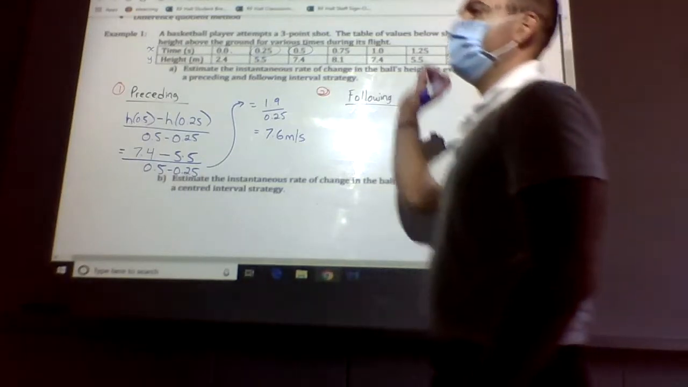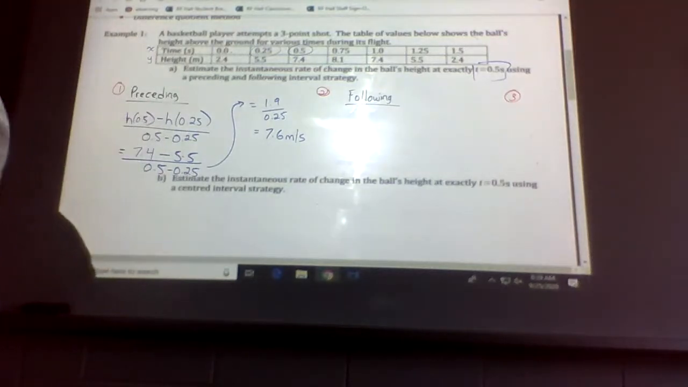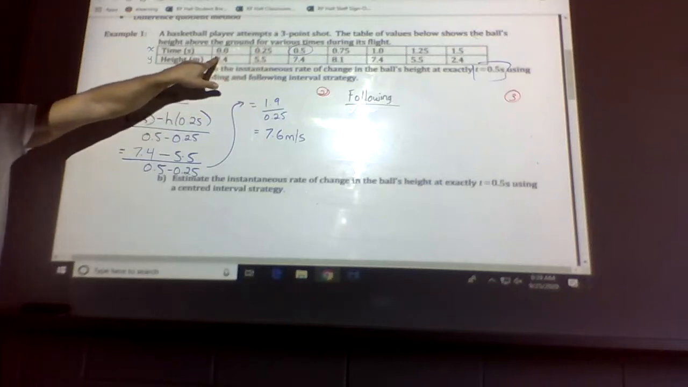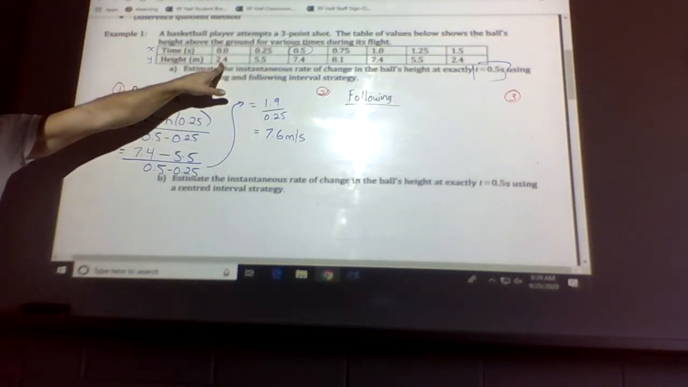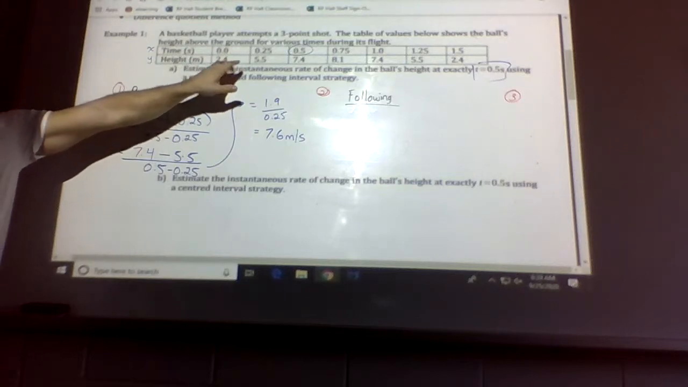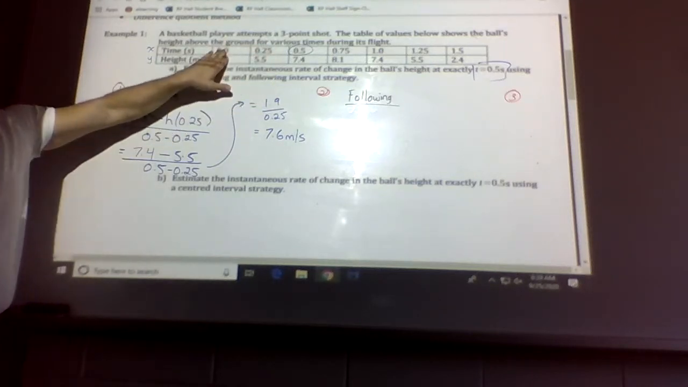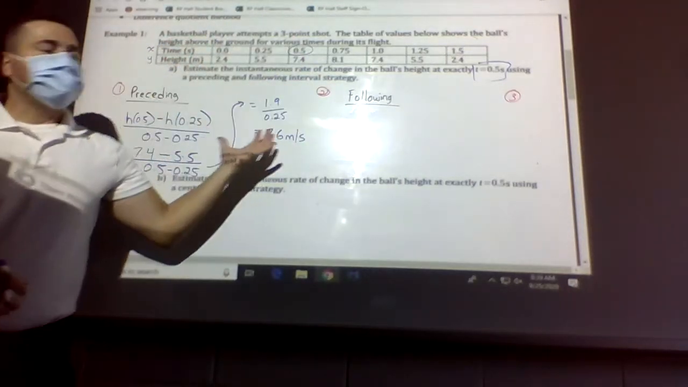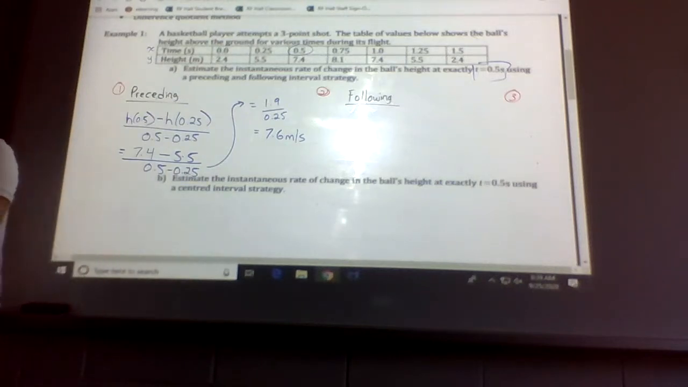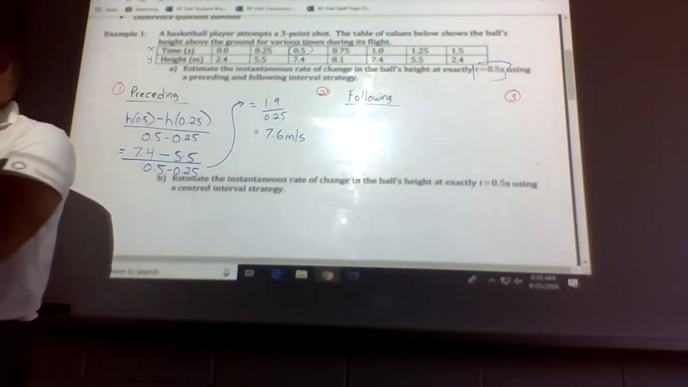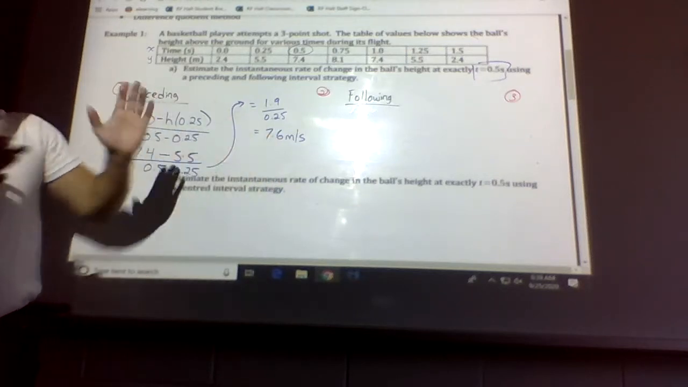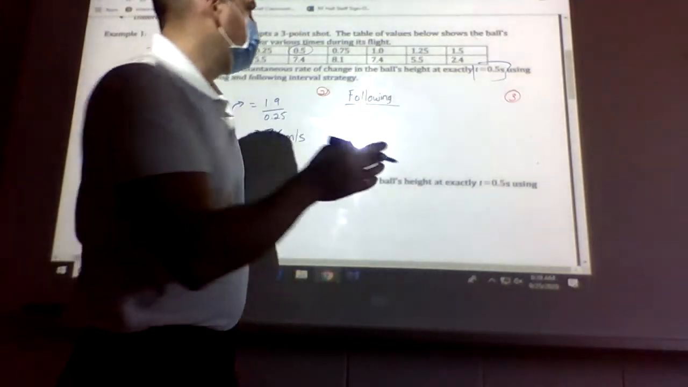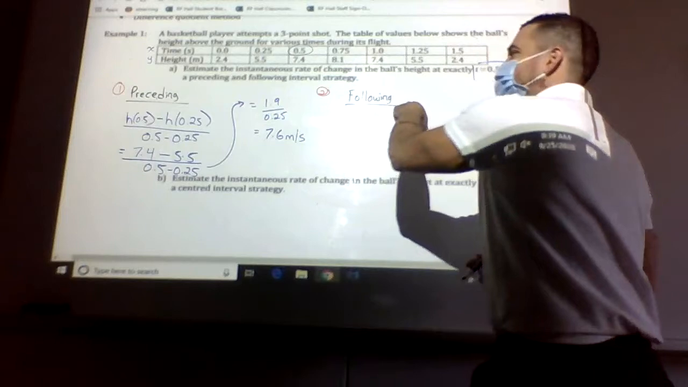Okay, so preceding is we take the point we're looking at, which in this case is 0.5, take the point before it. When it says before, you can choose which point you want to use, whether it's 0.25 or 0. Sometimes 0 might be easier to use. But I'll tell you what happens if you do choose the different point, then your following one, you have to choose a different point. So we did preceding. What it's telling you is what is the rate of change right before half a second? Now we're going to find the rate of change after 0.5. So preceding is before, following is after.